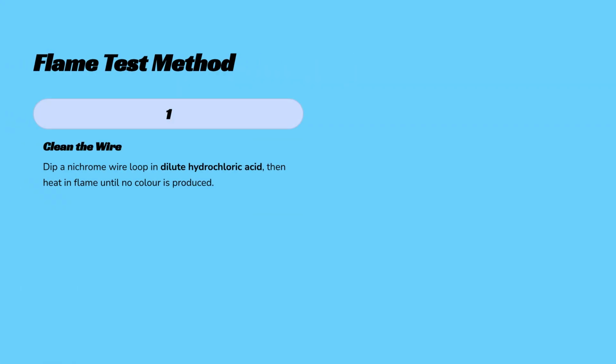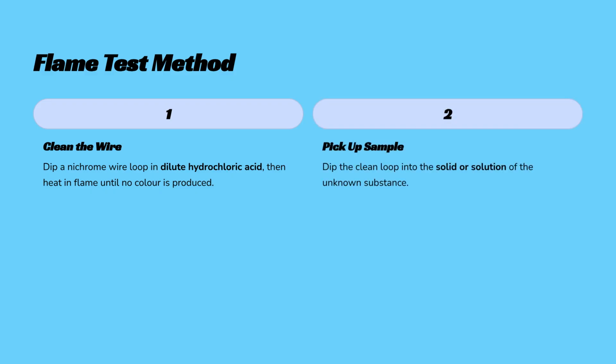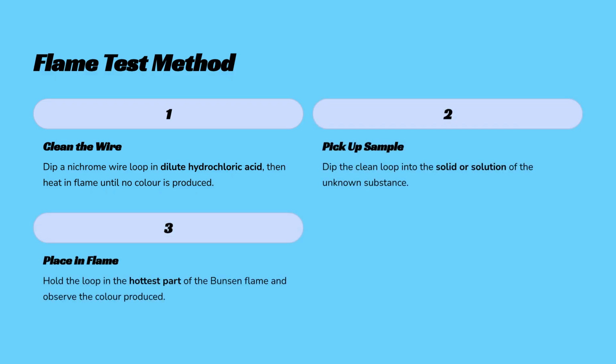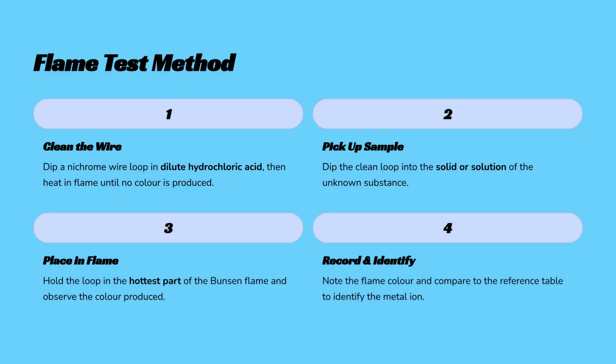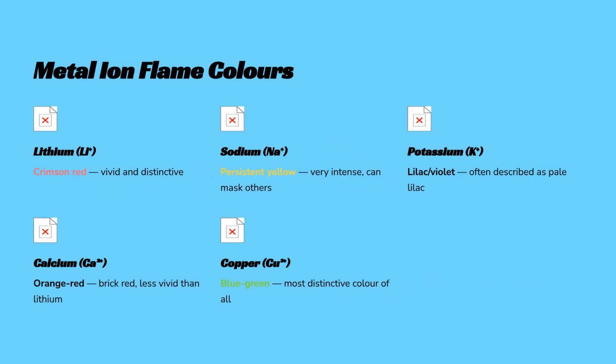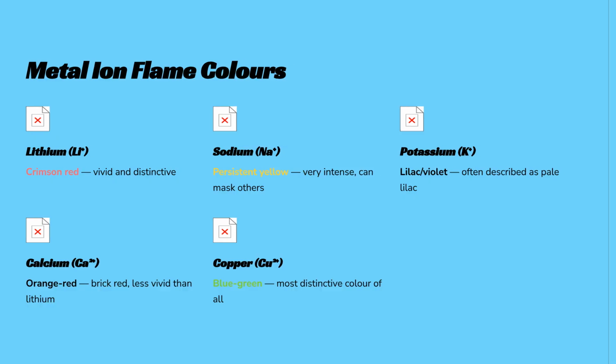The method involves 4 steps. First, clean the nichrome wire. Second, pick up the sample. Third, place the sample in the hottest part of the Bunsen flame. Fourth, record the flame color to identify the metal ion. Key flame colors include crimson red for lithium, persistent yellow for sodium, lilac for potassium, orange-red for calcium, and the most distinctive, blue-green for copper.